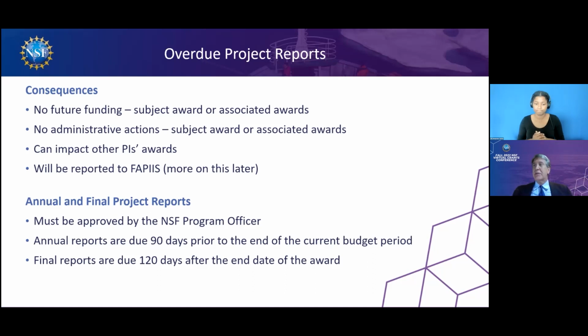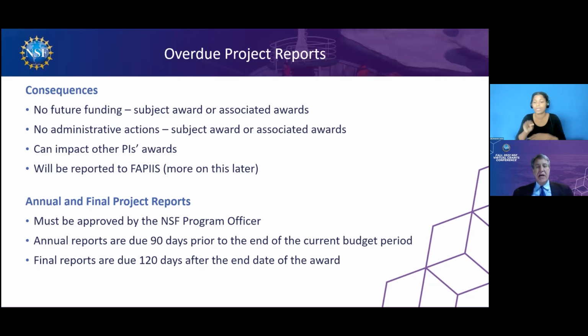Let's talk a little bit about the report requirements. APRs and FPRs require PO review as well as approval. So it's not just the submission of the report, it is the approval of the report that we're counting. The APRs are due at least 90 days prior to the end date of the budget period. And again, I'll repeat that, it's at least 90 days prior to.